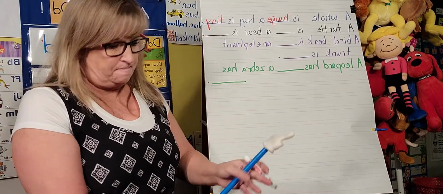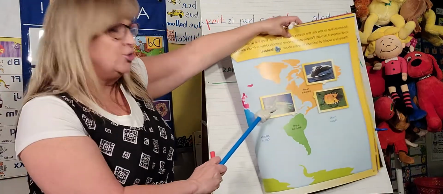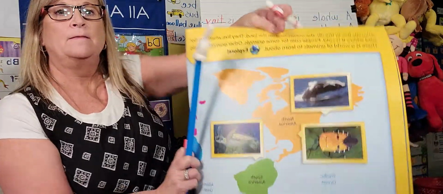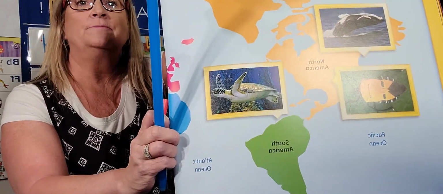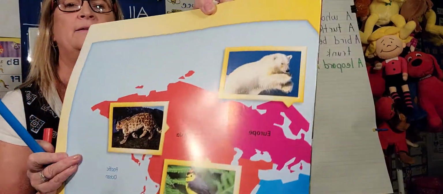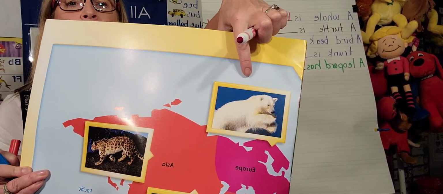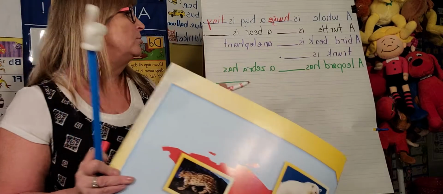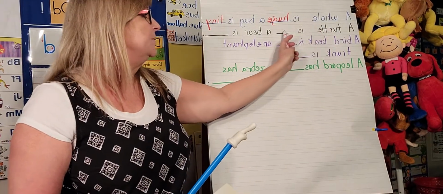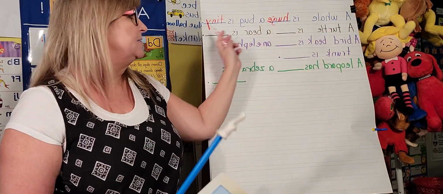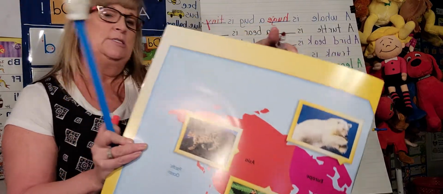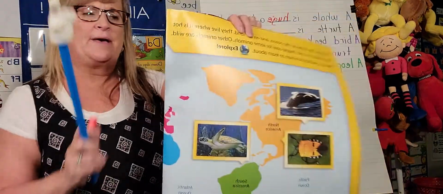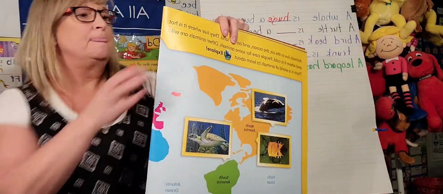All right, next one. We're going to compare the turtle. Okay, there's the turtle and the polar bear. Turtle and the polar bear. A turtle is blank. A bear is blank. So what could you say is opposite about those two guys?